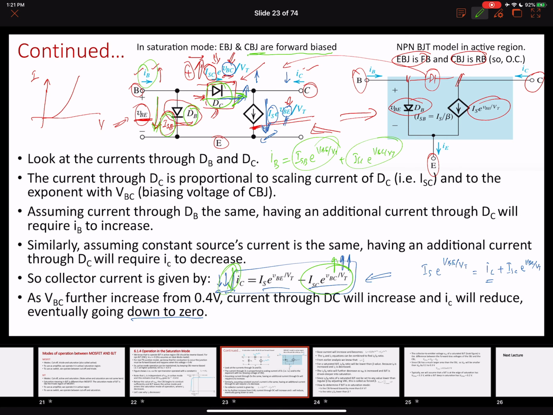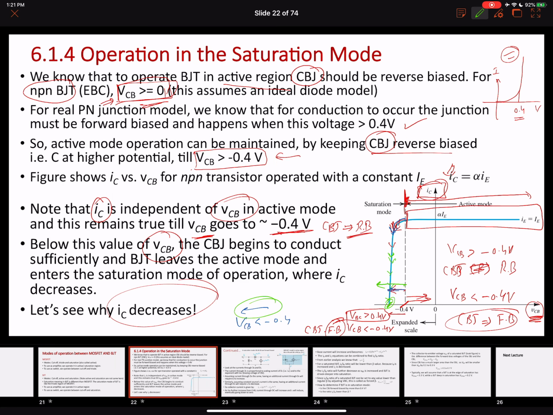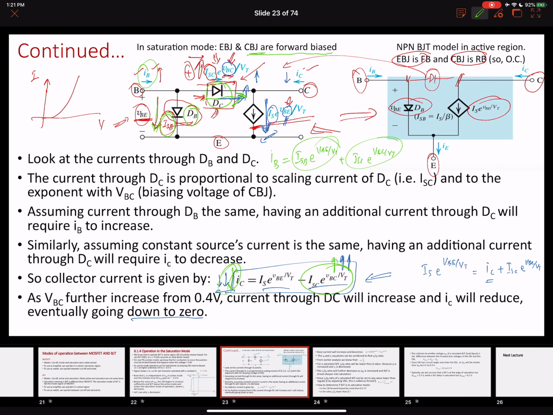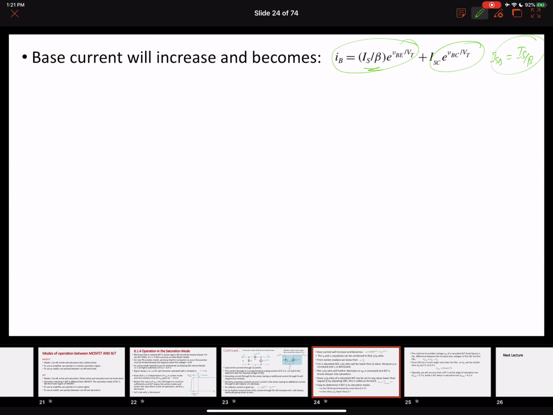So what is happening is, as we are moving away from the active region into the saturation mode, our collector current is decreasing and our base current is increasing. This is the value of the base current, where ISB equals IS over beta. We saw that earlier. So our base current will increase and our collector current will decrease.